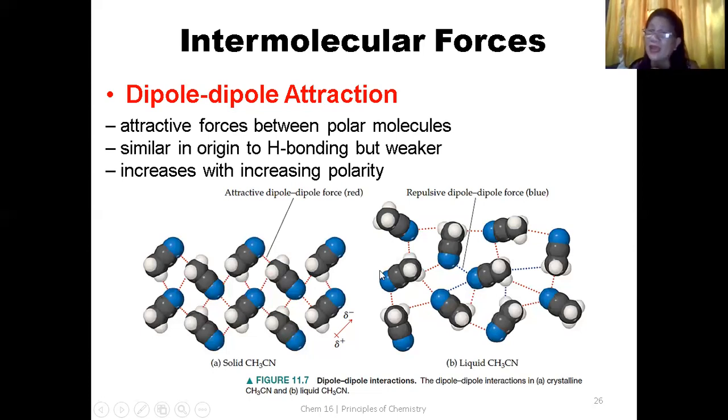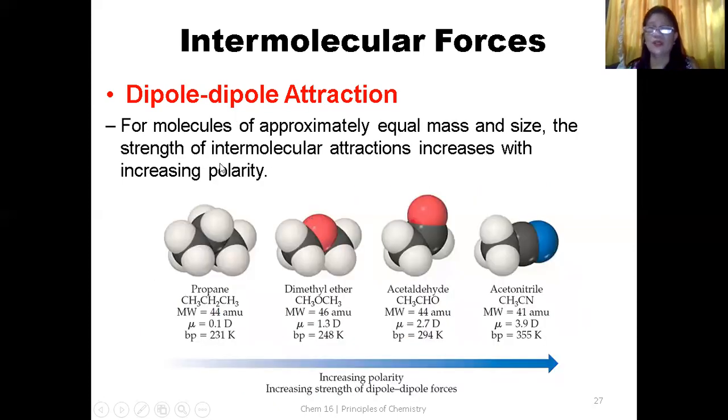Pag mag-attract, ay, positive man ni siya. Repulsive na pod, mo-repel, no? So the blue one is the repulsive dipole force, no? So this is in a dipole attraction. Actually, this is just a temporary attractive force, no?